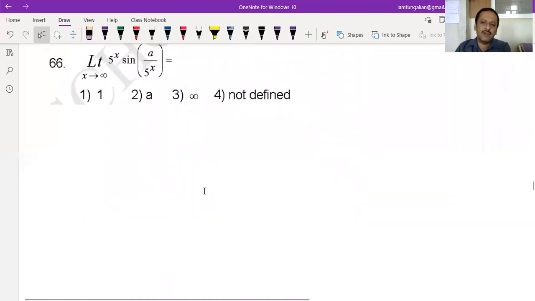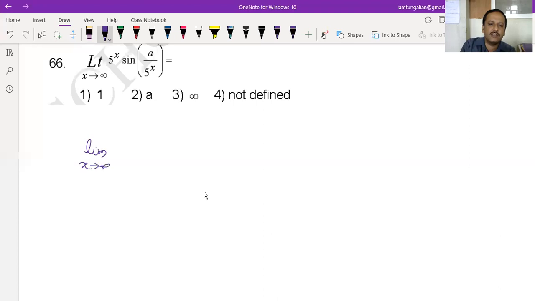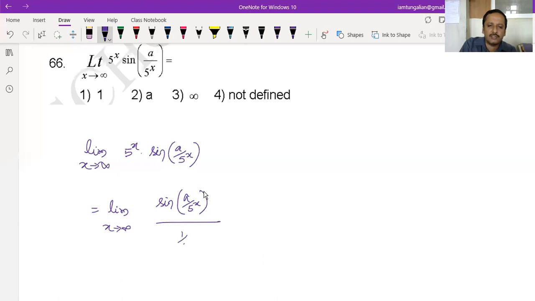Limit x tends to infinity, 5 power x into sin(a by 5 power x). I'll write it like this: sin of (a by 5 power x), and I'll take 5 power x to the denominator, so this will become 1 by 5 power x. I need a by 5 power x, so I'll multiply and divide by a.